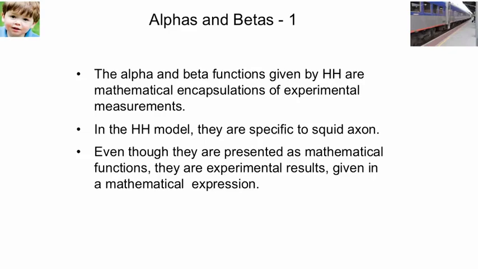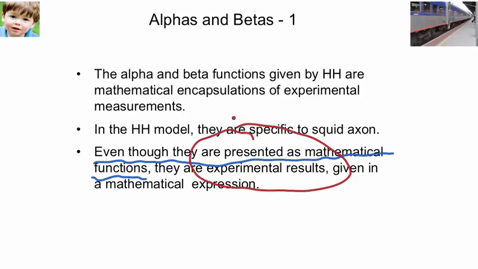It's worth making a note that although the alpha and beta functions are expressed as equations, even though they are presented as mathematical functions, they are in fact experimental results. You might say a part of the genius of Hodgkin and Huxley is they took their experimental results and presented them to us as mathematical functions, which allows us all to use them again very easily by copying those experimental functions.